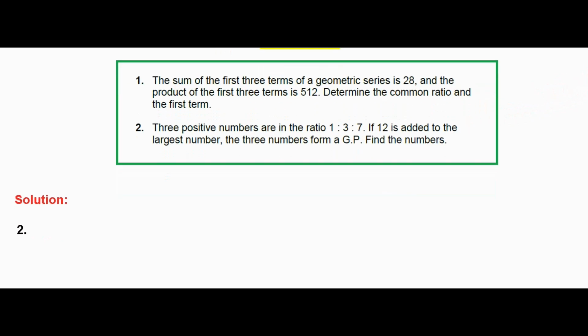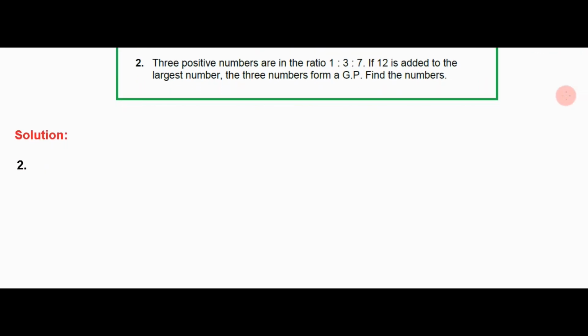So we have 3 numbers, and we can let the first one be x. So then our numbers will be, the first one we can make equal to x. Then the second one will be 3x, because these numbers are in the ratio 1:3:7. So the second number is 3 times the first number. And the third number is 7 times the first number. So these are our 3 numbers.